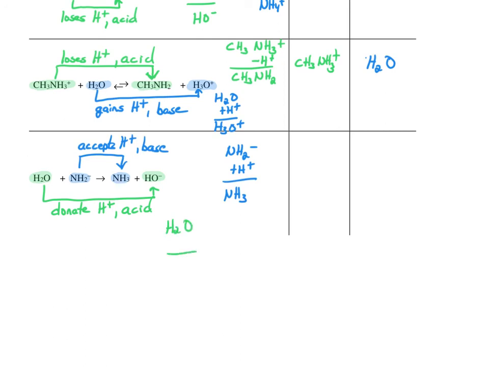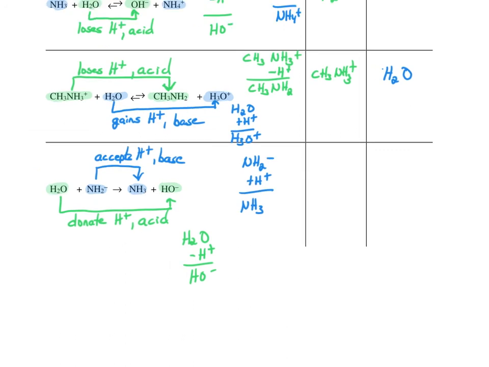We have H2O somehow going to HO-. And we see indeed that's accomplished by losing an H+. Water is the reactant acting as an acid, and the reactant acting as a base is the NH2- ion.